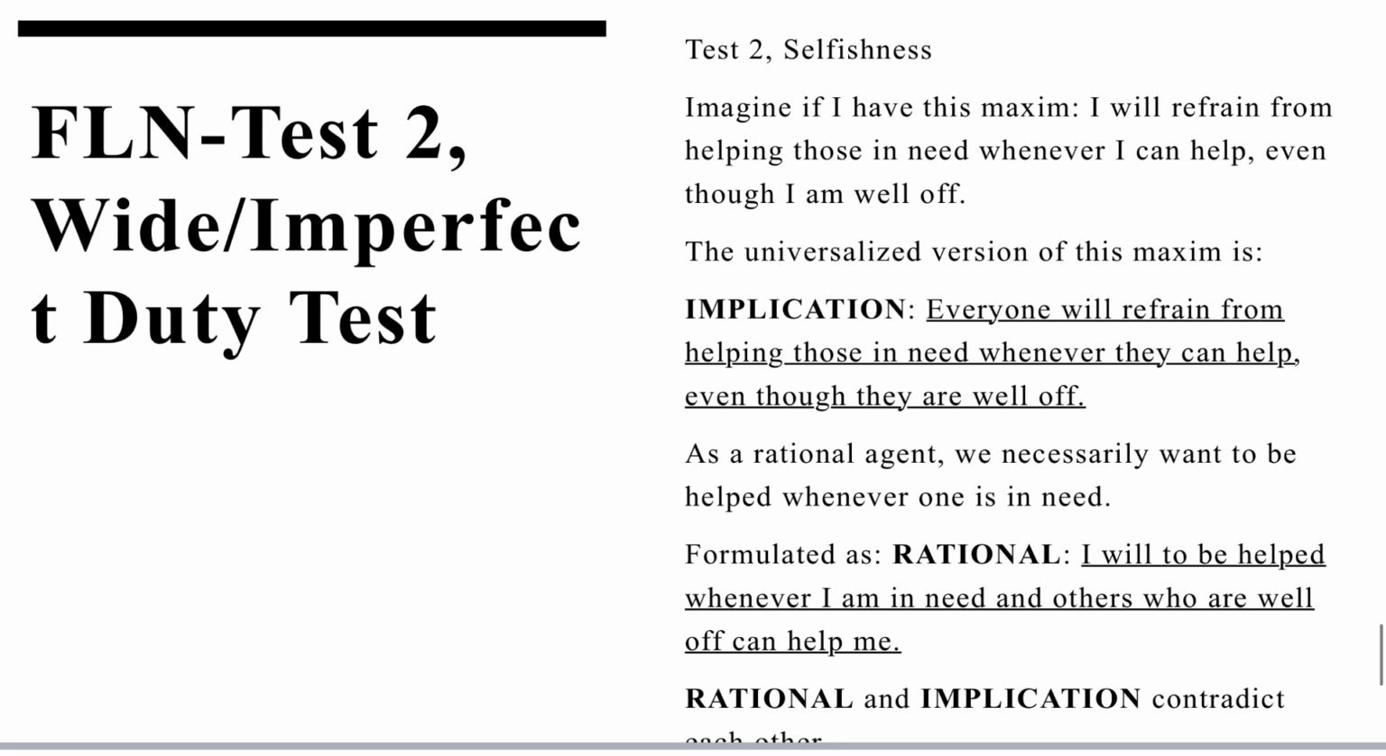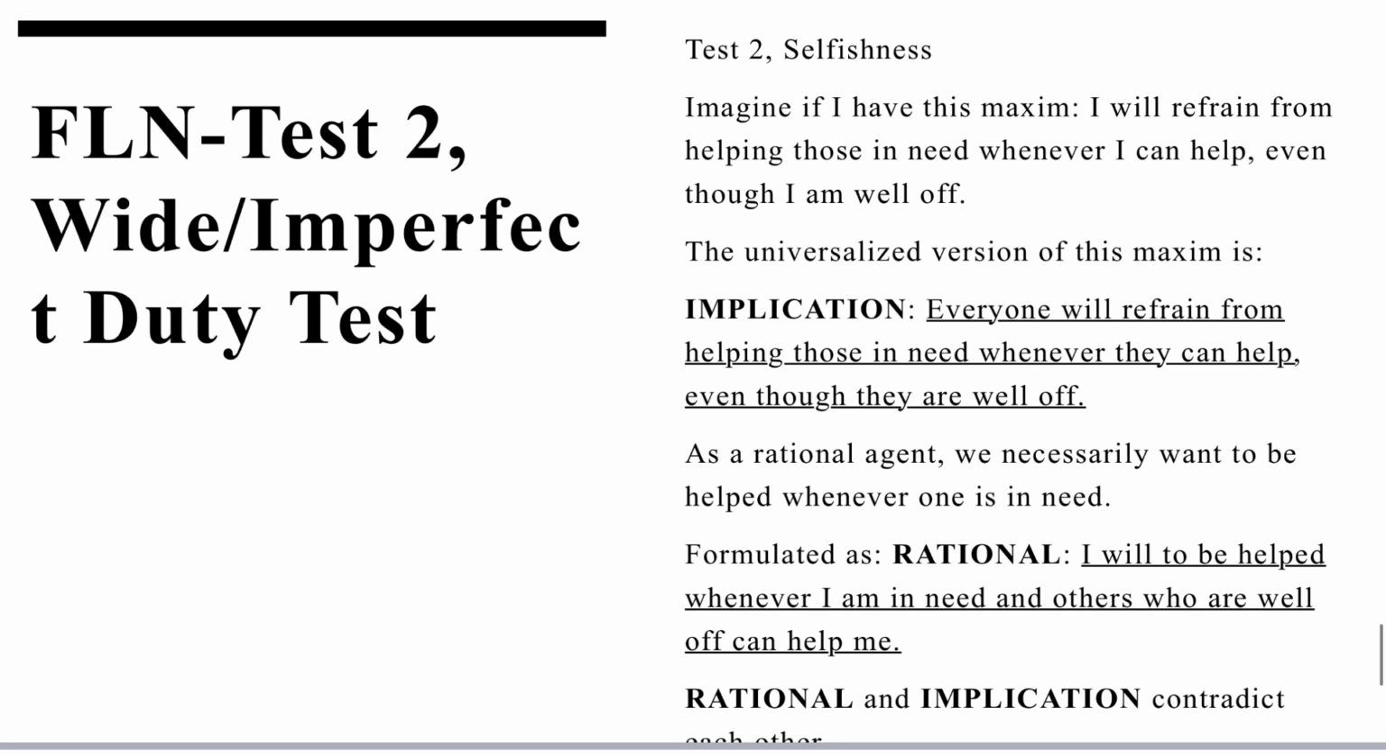And then we would talk about test 2, the wide or imperfect duty test. Some maxims corresponding to actions that violate one's duties can be conceived as a universal law of nature without contradiction, but they still cannot be consistently willed as a universal law of nature because they fail the wide or imperfect duty test. So for those maxims that pass the first test, they still have to pass the second test. So recall what we discussed a few minutes ago. We have a wide or imperfect duty to actively promote humanity and pursue certain ends.